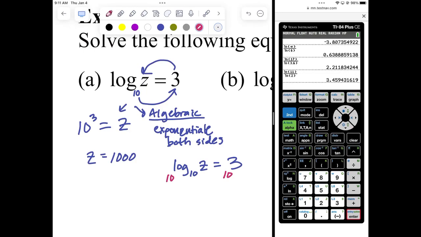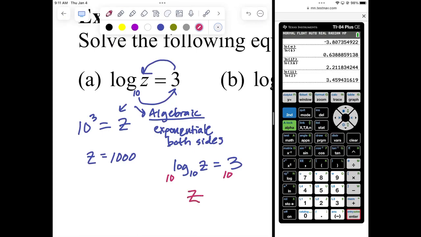Whatever you do to one side, you could do to the other side, including exponentiate. So now the two sides are exponents. See what I did there? The two sides are now both exponents on the base 10. And of course, what happens on the left-hand side? What's 10 to the log base 10 of z?